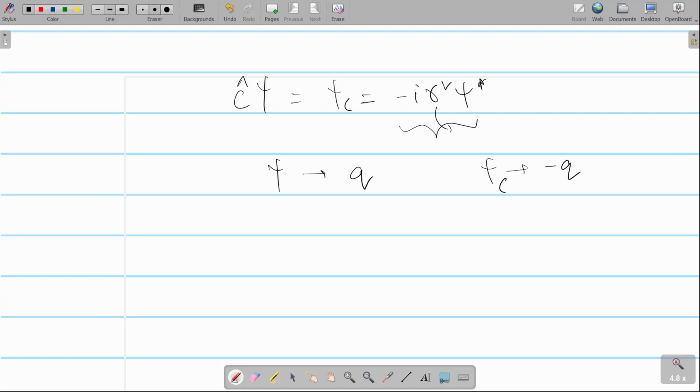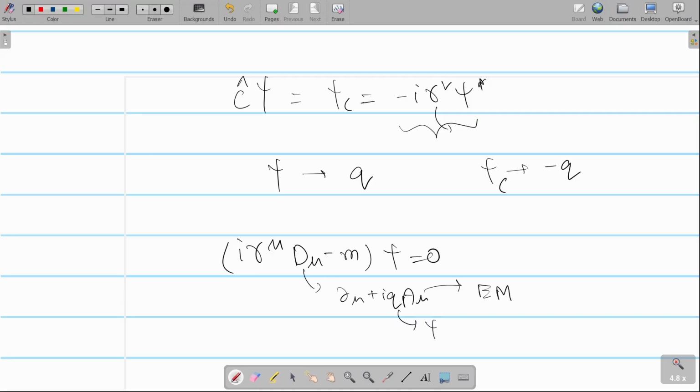So as a result, if the spinor satisfies the following equation, the Dirac equation, given by this, where gamma mu's are the Dirac matrices and D mu, the covariant derivative, is written in this fashion: del mu plus i q A mu. So this is the Dirac equation coupled with the electromagnetic field. A mu represents the electromagnetic field, and q is the charge of the spinor psi.